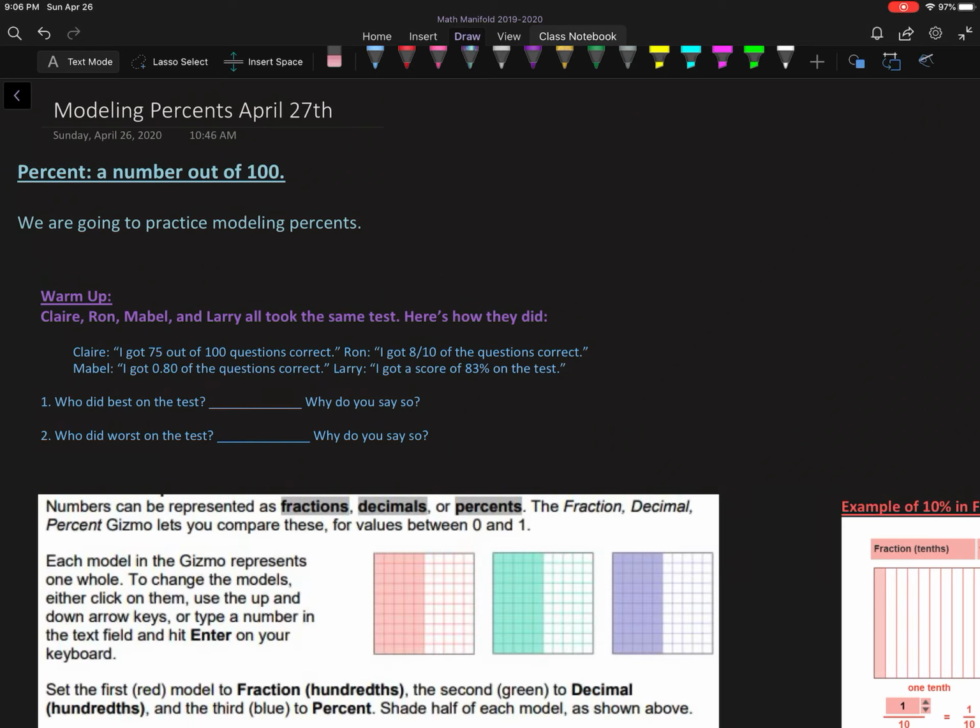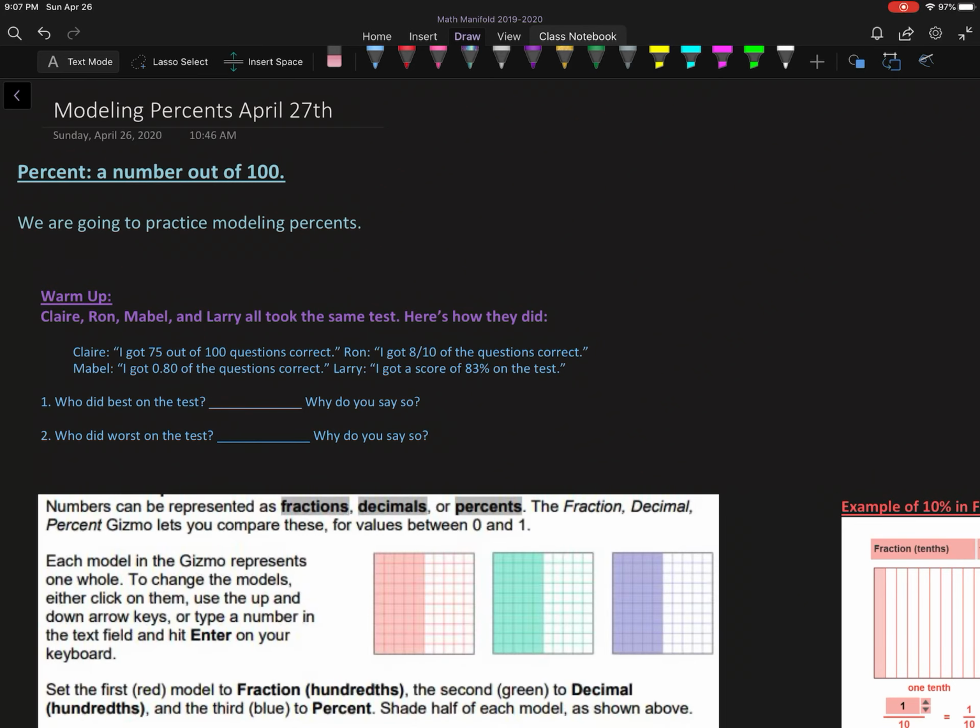We have a warm up here. Before we start our warm up, a reminder that a percent is a number out of 100. To start your lesson off today, you're going to be listening to a song all about percents and give you a really nice idea of the different ways that we can model a percent. So let's look at the warm up.